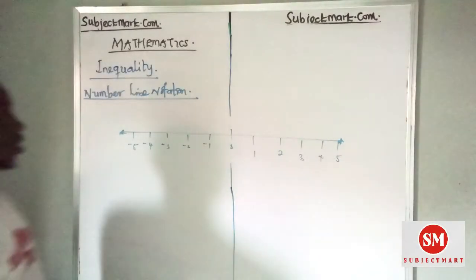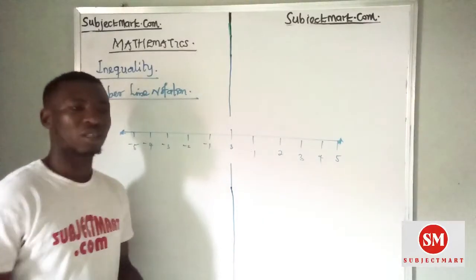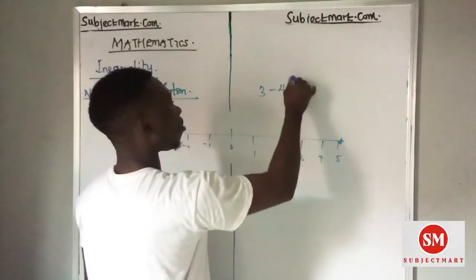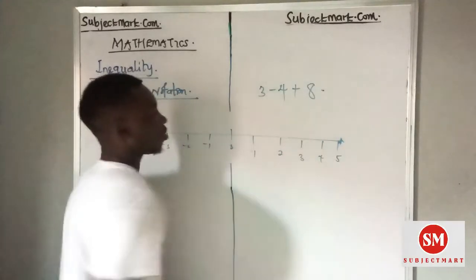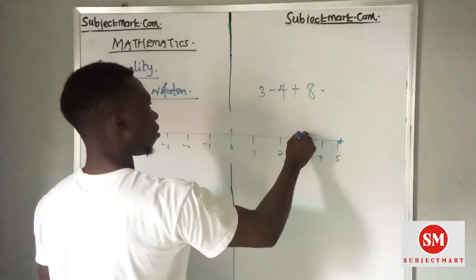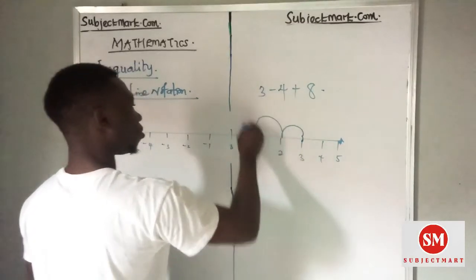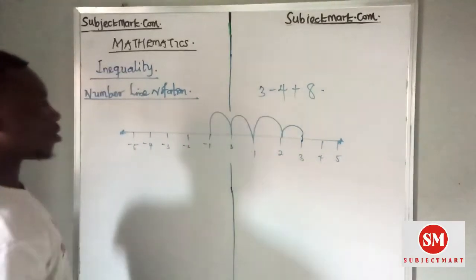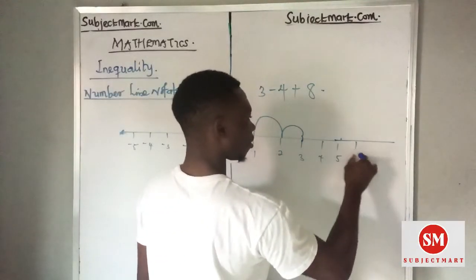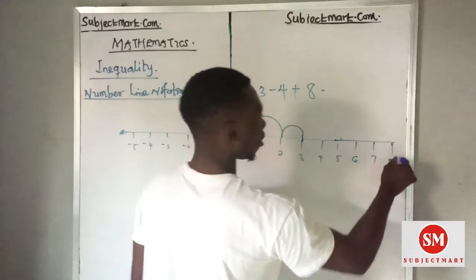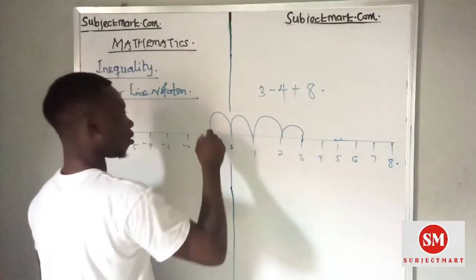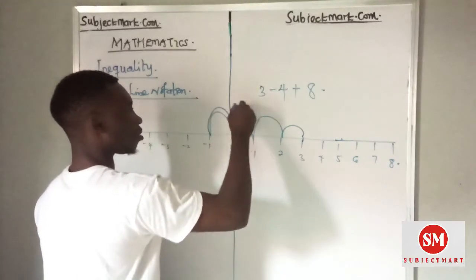Now, if you want to carry out operations here, let's say we want to carry out 3 minus 4 plus 8. This is your 3. It says minus 4: 1, 2, 3, 4. This is your minus 4. Let's extend this a little bit: 5, 6, 7, 8. Then it says plus 8.